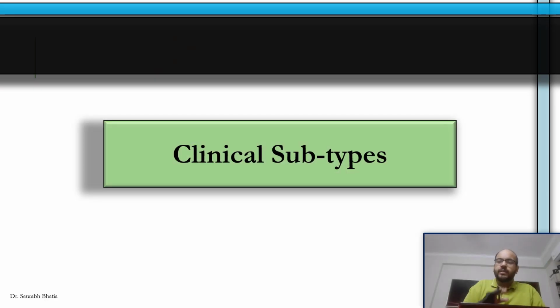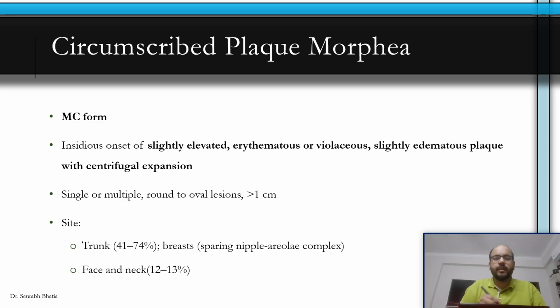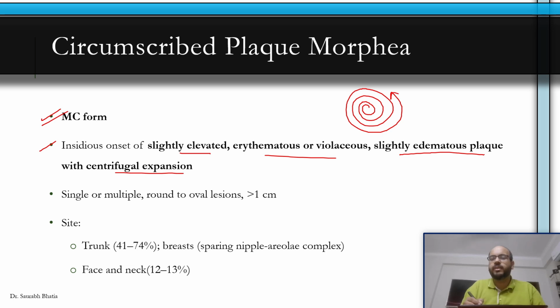So with that background information, we'll start to discuss each individual clinical subtype of morphea very quickly. Okay. The circumscribed plaque morphea or just plaque morphea is the most common form. Roughly about 50 to 55% of the cases have plaque morphea. It consists of insidious onset of slightly elevated erythematous or violaceous, depending on inflammatory activity, slightly edematous plaque, swollen plaque with centrifugal expansion. That means it goes from center to periphery. That is centrifugal expansion. It can be single or multiple round to oval lesions, size more than 1 centimeter mostly.